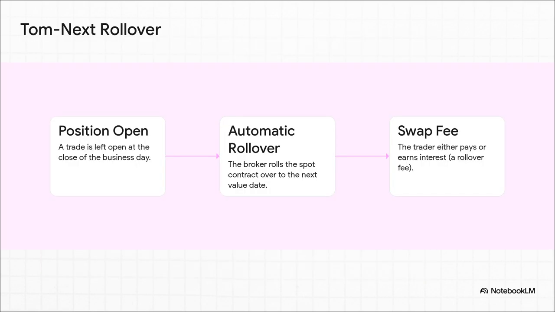So how do they do that? How does that work? Well, it's through a clever little mechanism called the Tom Next rollover. Basically, if you have a trade open at the end of the day, your broker automatically closes it and then instantly reopens an identical one for the next day. This keeps pushing the delivery date forward, day after day. And for providing this service, you either pay or earn a tiny interest fee called a swap fee.